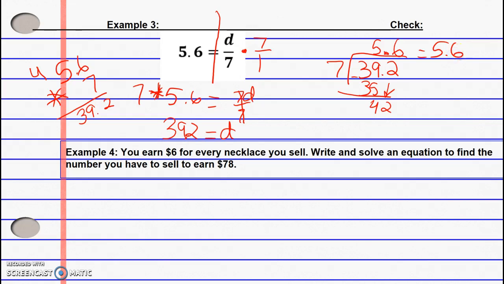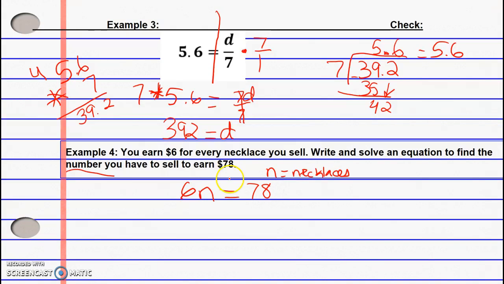Okay, so for our last problem, it says you earn $6 for every necklace you sell. So $6, we know that. You need to write and solve an equation to find the number of necklaces you have to sell to earn $78. We don't know how many necklaces we sell, so that's got to be our variable. I'm going to use n for necklaces. So $6 per necklace, so 6 times n equals $78.